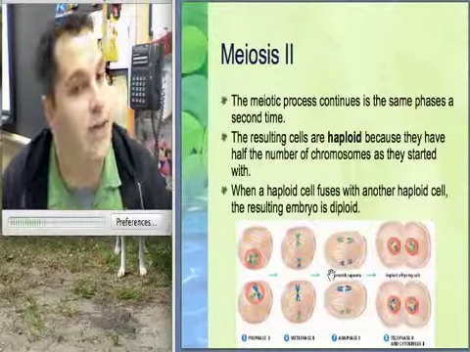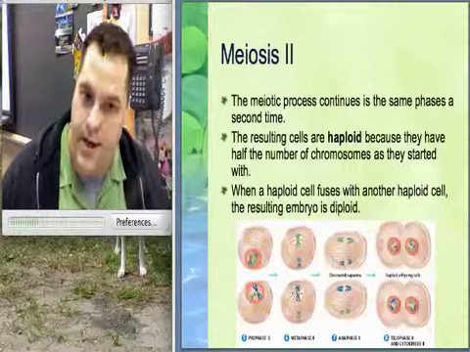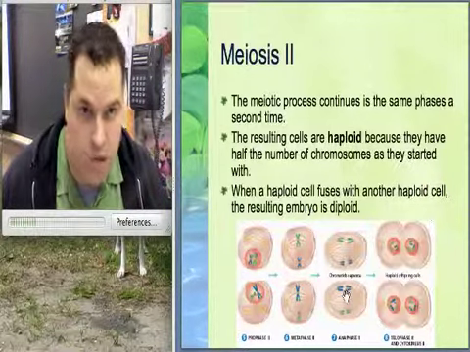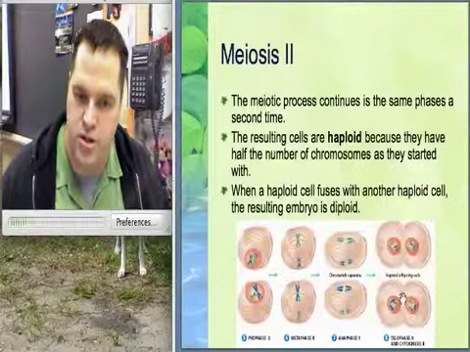In this case, it looks a lot more like mitosis. In other words, the membrane is going to dissolve, they're going to line up in the center, they are going to split at the centromere, and the chromatids are going to separate, and then we end up with two cells.